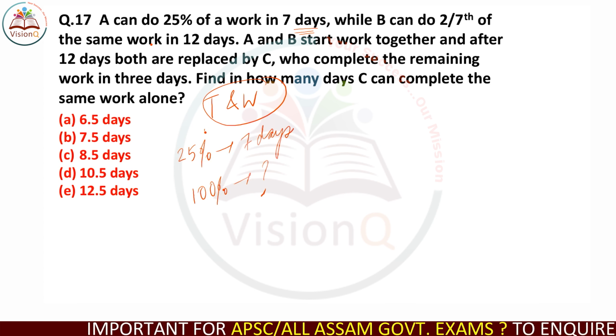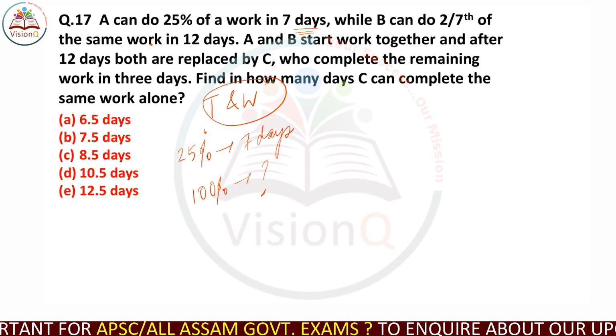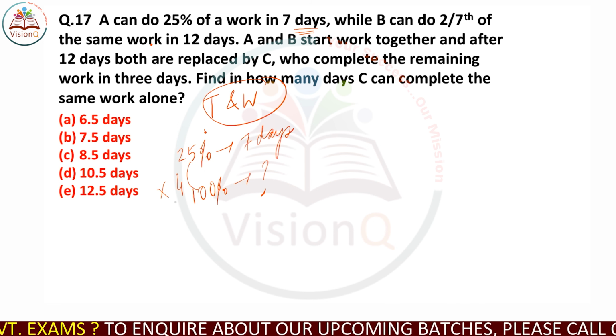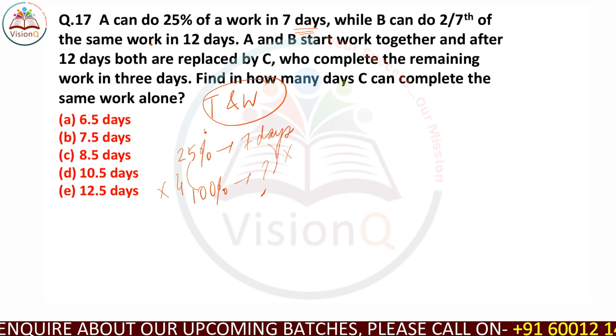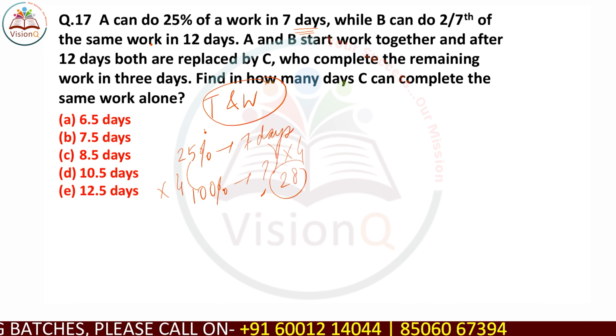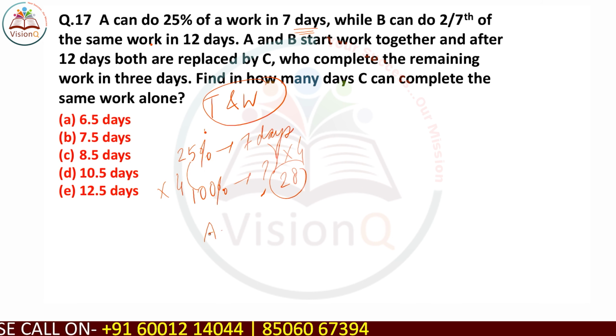Now 100% can be found from 25%, isn't it? How to find 100 from 25? Simply multiply by 4. Also multiply this number by 4. So 7 into 4 gives 28 days. That is, A can do the whole work in 28 days.